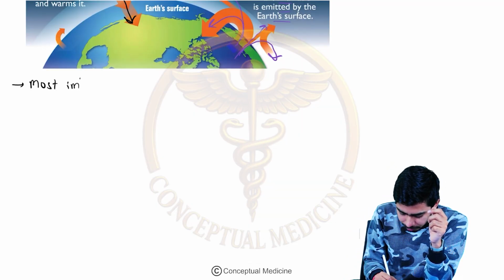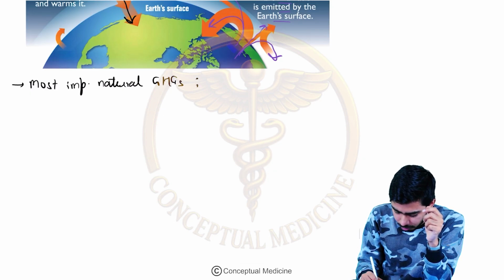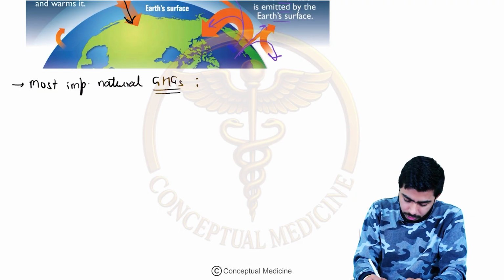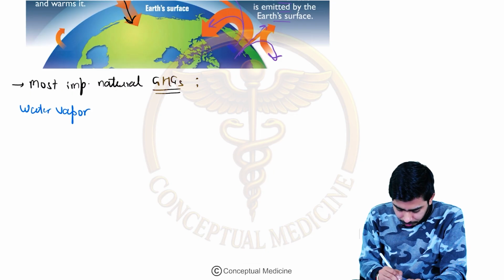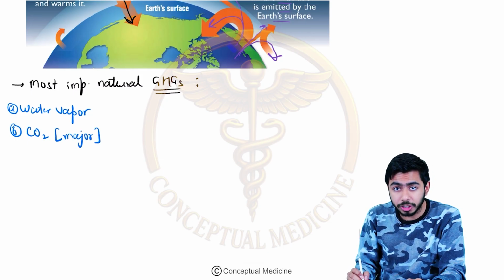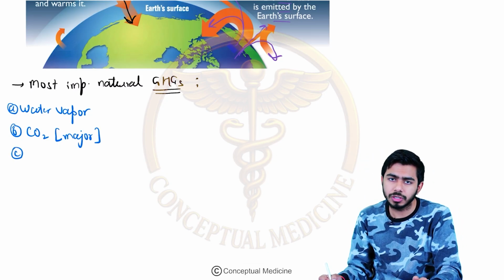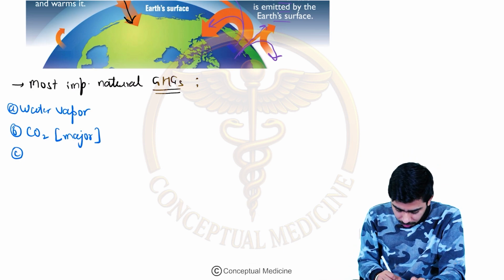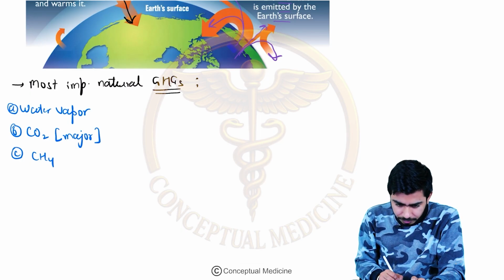The most important natural greenhouse gases, GHG I'm writing, that is for the greenhouse gases. So guys, it could be the water vapor. It could be the carbon dioxide, which is the major greenhouse gas. Carbon dioxide is the major greenhouse gas. I told you for air pollution it was the sulfur dioxide, and here for the greenhouse gases I'm talking about the carbon dioxide. Along with that, CH4 is nothing but your methane. Remember, methane can be a factor over there.